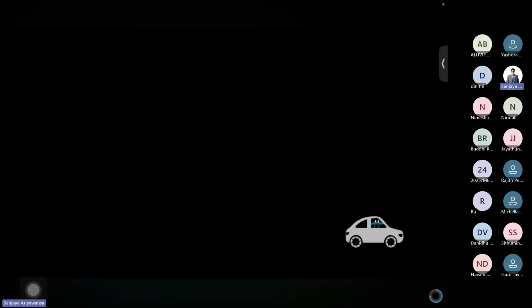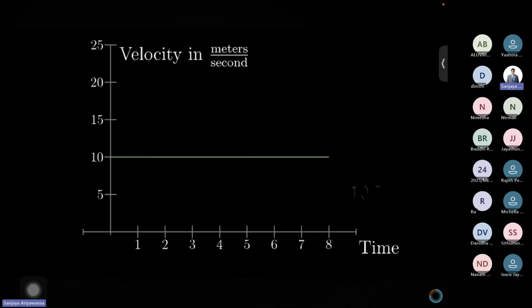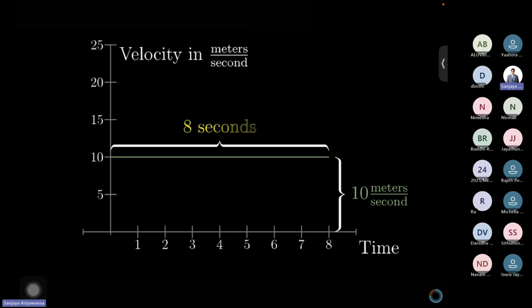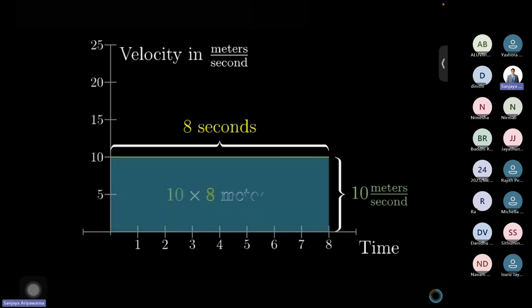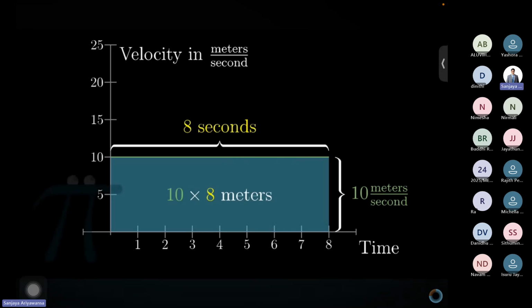To start off, notice that this question would be a lot easier if the car was just moving at a constant velocity, right? In that case, you could just multiply the velocity in meters per second times the amount of time that has passed in seconds, and that would give you the number of meters traveled. And notice, you can visualize that product, that distance, as an area.